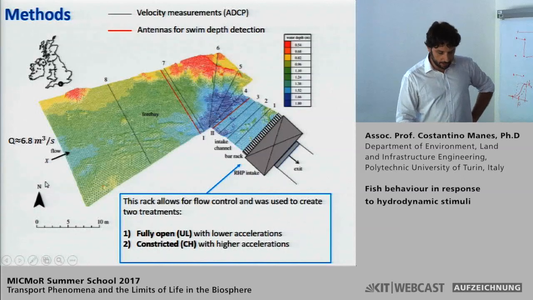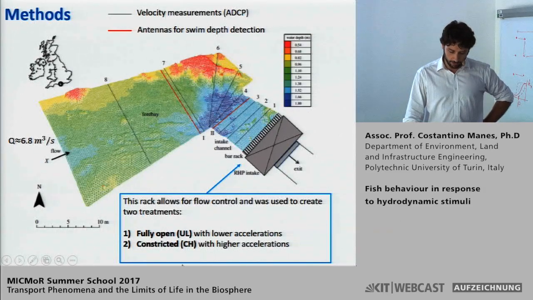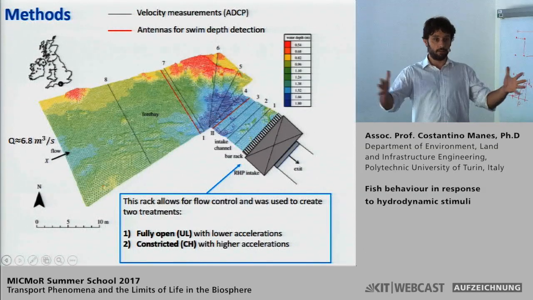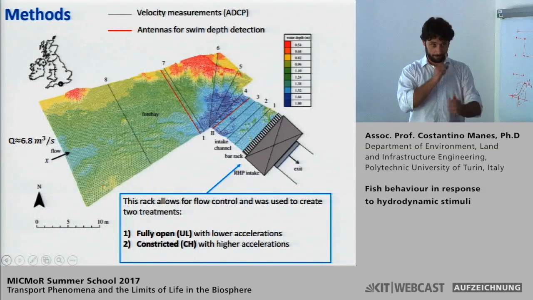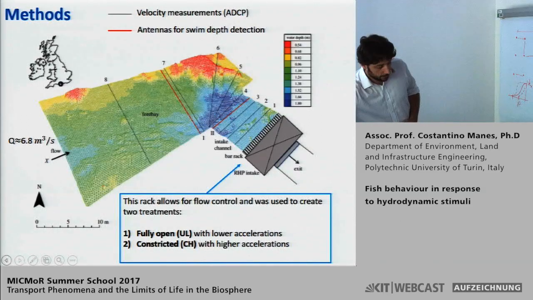We decided to essentially do two experiments. One, when the gates of the bar rack were fully open, which implied very low accelerations. And the other experiment, we call it constricted, where we have constricted the flow to create very strong acceleration in proximity of the bar rack.